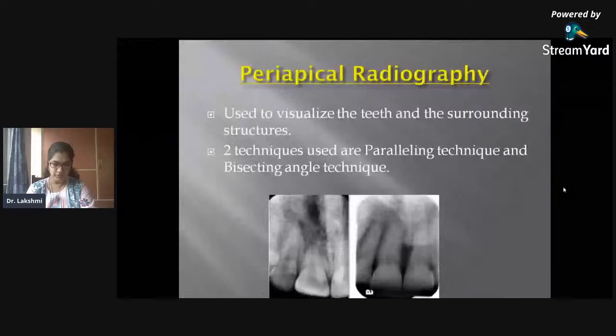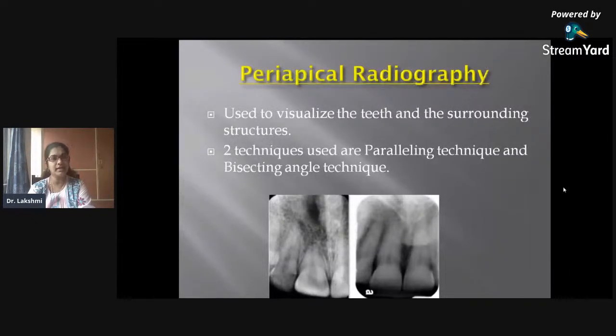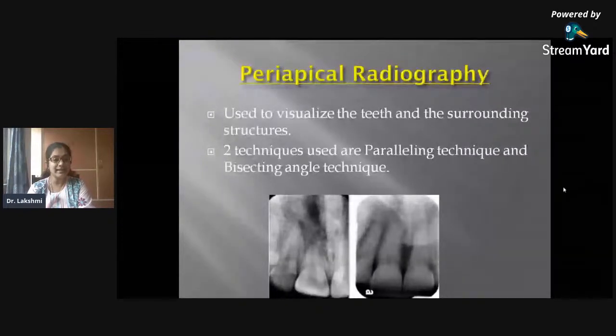Let us learn from the beginning, that is periapical, followed by bite wing, then lastly occlusal, and there is a note on object localization also. Periapical radiography, as we have learned, is the most routinely used in dental diagnosis procedures. They are basically used to visualize the teeth and the surrounding structures. There are two primary techniques: the paralleling technique and the bisecting angle technique.